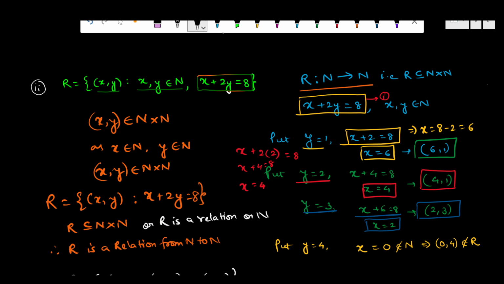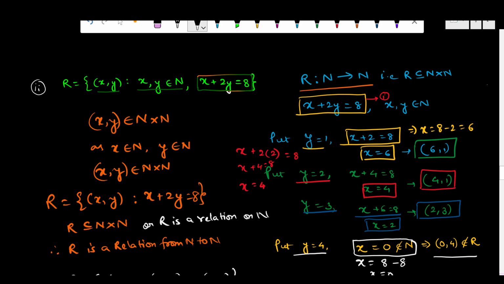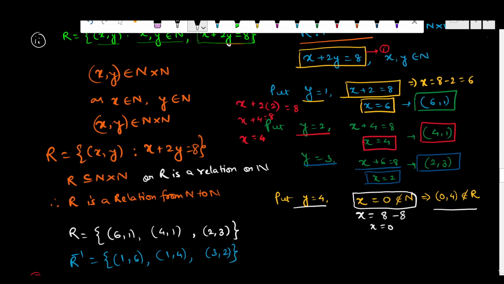Now put y equals 4, right? So x equals what? x equals 8 minus 8. So x equals 0, but 0 does not belong to the set of natural numbers. So (0, 4) will not belong to R, right? So we get R as (6, 1), (4, 2) and (2, 3).